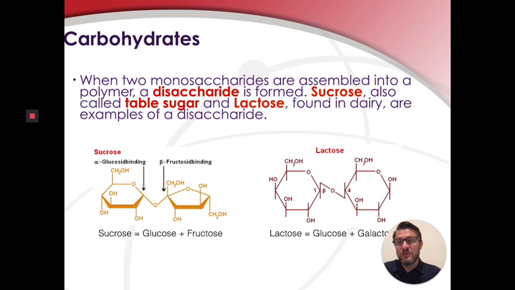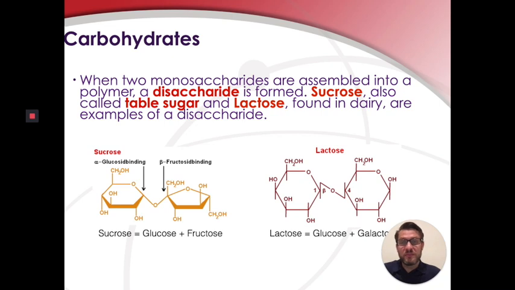If we take 2 monosaccharides and put them together, we get what we call a disaccharide. Mono means 1, di means 2. So a disaccharide is a carbohydrate made from 2 simple sugar molecules bonded together. Probably the most familiar of the disaccharides is sucrose, which is simple table sugar. So sucrose is 1 glucose molecule and 1 fructose molecule bonded together.